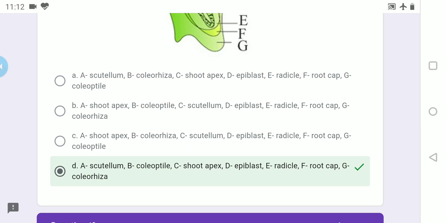You can just check it out with the diagram, which is present in your notes and textbook also. It's clear. Is it correct? Yes. This question is related to the LS of an embryo of grass, or we can also say LS of a monocotyledonous embryo.